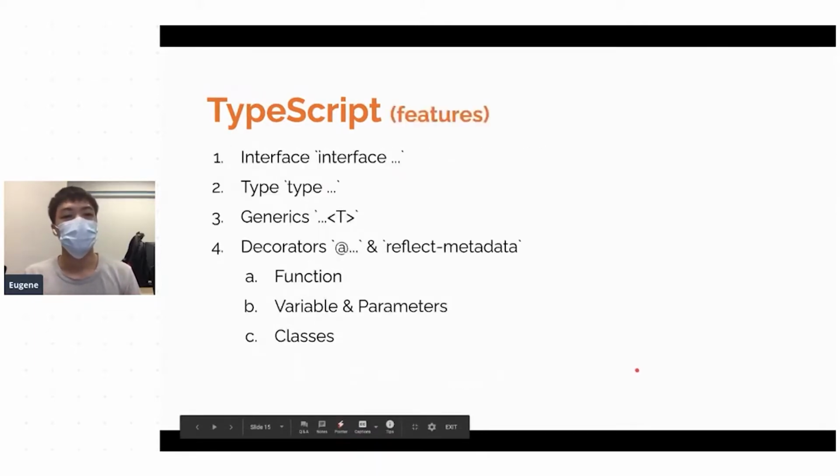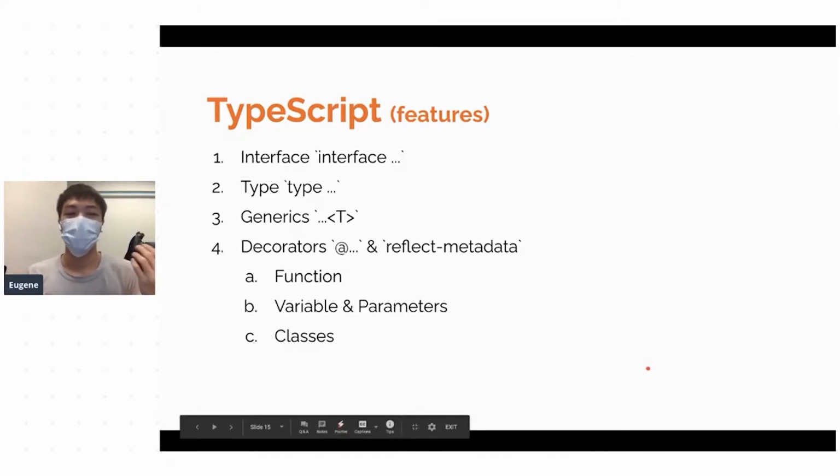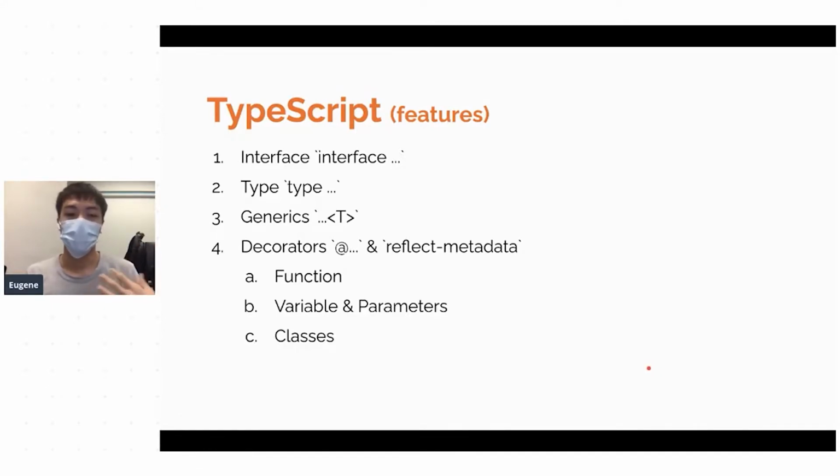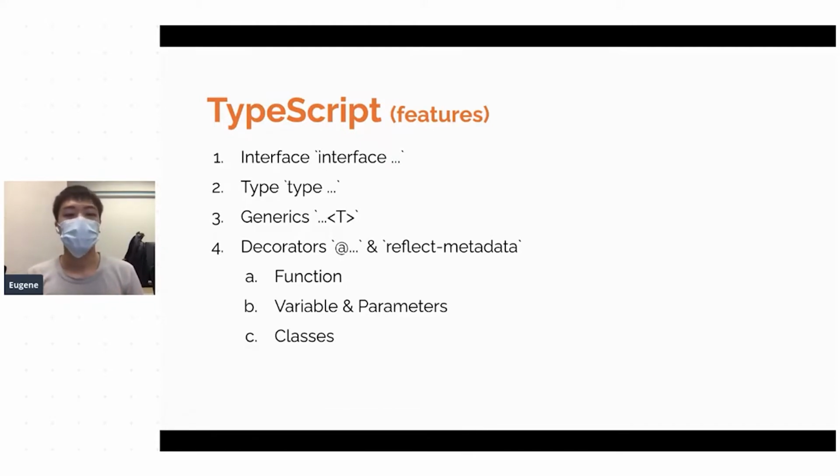There are some features of TypeScript that spring into JavaScript. The first is interface and type, which you can use with the interface and type keywords. Then generics, which is a very popular object-oriented feature. And the most important thing I want to talk about in this talk is decorators. You can decorate anything inside TypeScript, like functions, variables, parameters, and classes. And you can use the reflect-metadata library to customize your decoration.